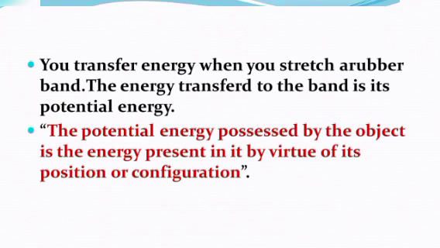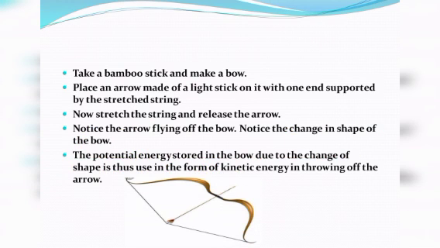Let's go for one more activity, okay? Take a bamboo stick and make a bow as shown in the picture. Place an arrow made of a light stick on it with one end supported by the stretched string. Now stretch the string and release the arrow. Here you can notice the arrow flying off the bow, and also notice the change in the shape of the bow. The potential energy stored in the bow due to the change of shape is thus used in the form of kinetic energy in throwing the arrow.